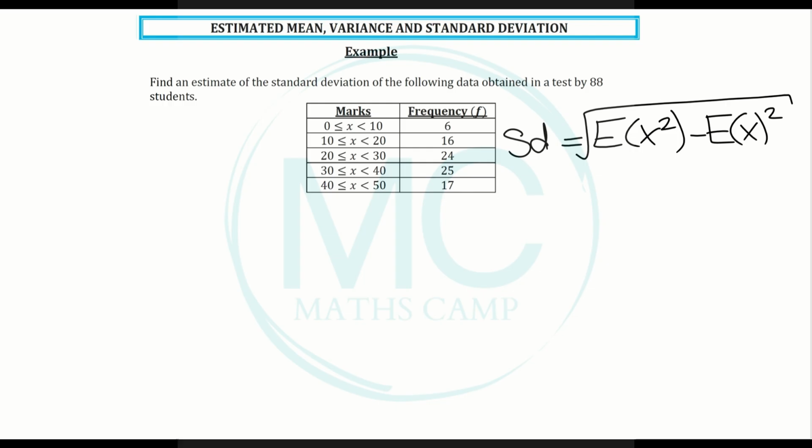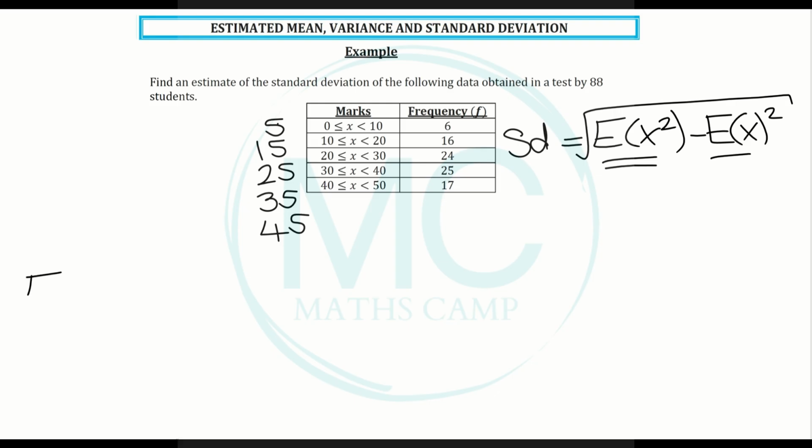Before we could find either of these values, we need the midpoint of each interval. 0 plus 10 is 10, divided by 2 gives me 5. 10 plus 20 is 30, divided by 2 gives me 15. Then I have 20 and 30, midpoint of 25. 30 and 40 has a midpoint of 35. And 40 and 50 have a midpoint of 45. These are our x values. So let's start by finding ex squared.